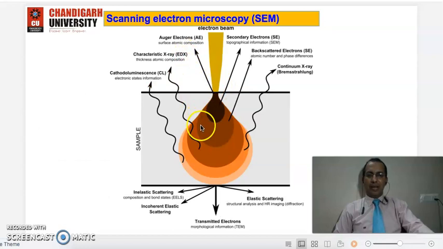So these are the events. The incident electron beam can cause secondary electron emission. There may also be Auger electron emission. There is also a possibility of backscattered electrons, and the incident electrons can produce characteristic X-rays or continuum X-rays, and there is also a possibility of cathodoluminescence. There is no transmission in the case of scanning electron microscopy. Only the electrons which are scattered backwards or at certain angles with respect to the sample surface will be detected.